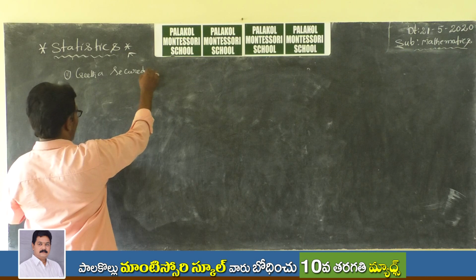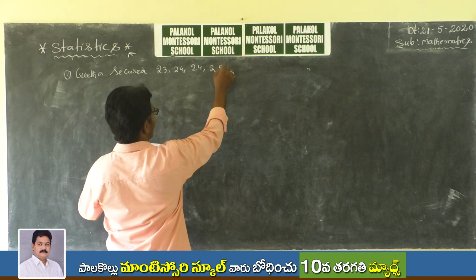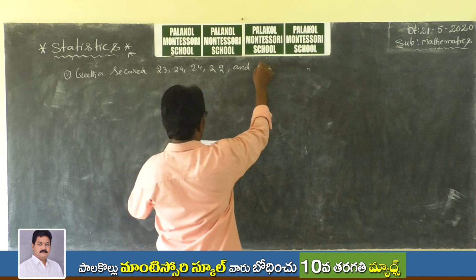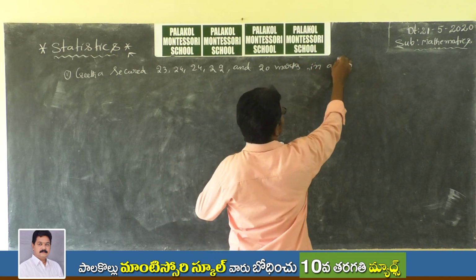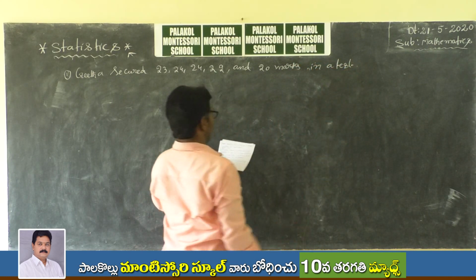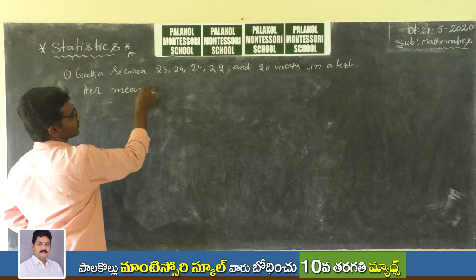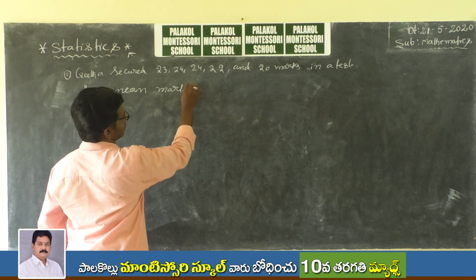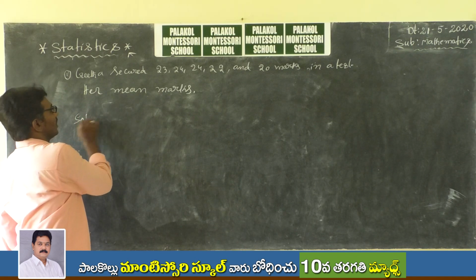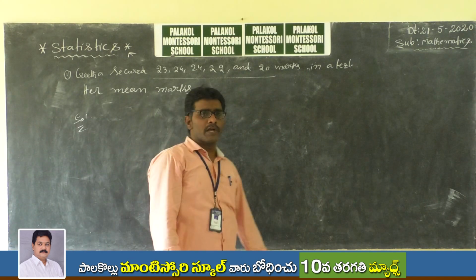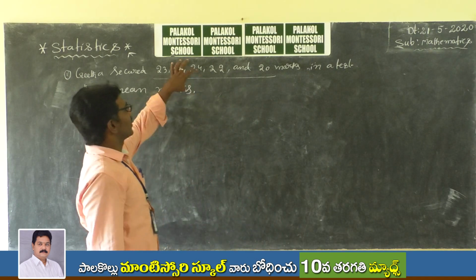scored 23, 24, 24, 22, and 20 marks in a test. Her mean marks. In this raw data there is no classification, no class intervals given. It's given as raw data.